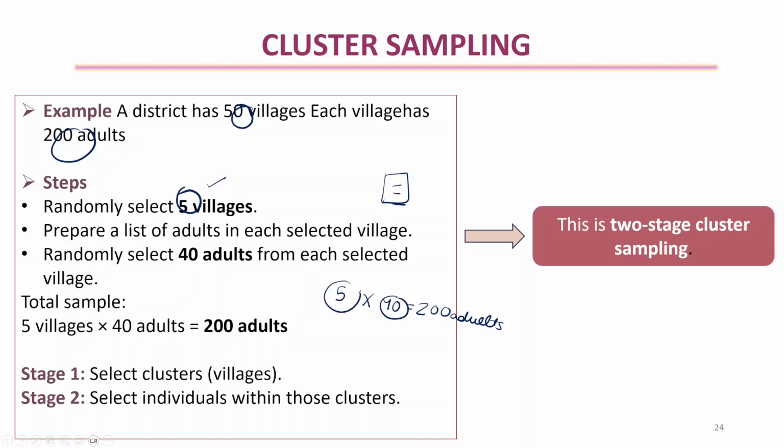So in stage 1 we first selected the clusters. In stage 2 we selected individuals within those clusters. That is why this is called two stage cluster sampling. A simple trick to remember is if everyone inside the selected cluster is included, it is one stage. If you again sample individuals inside that cluster, that becomes the two stage cluster sampling technique.